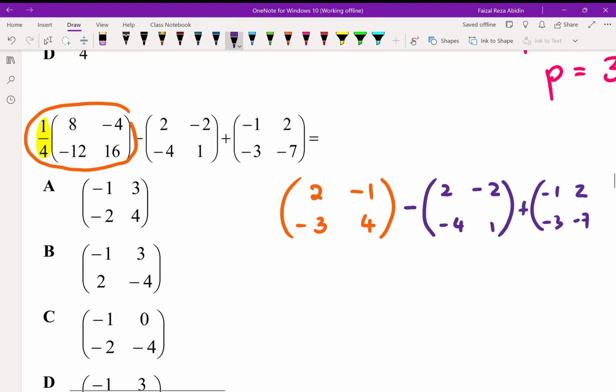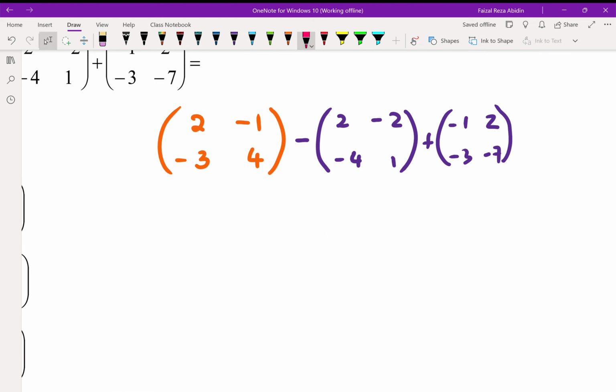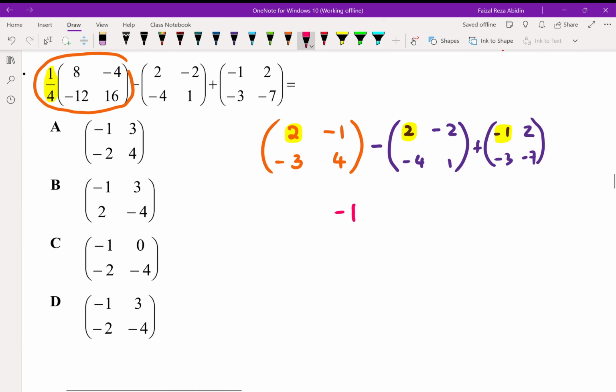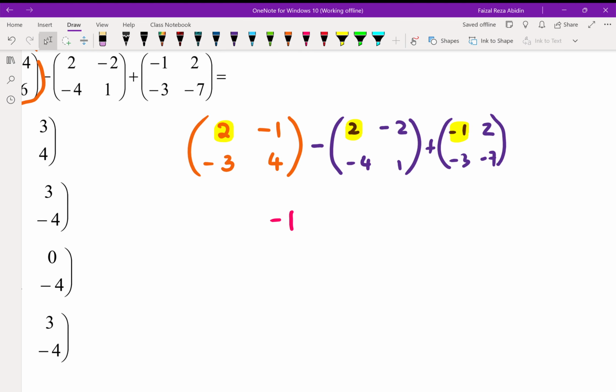Then what we are going to do here, can we go straight away? Continue. So 2 minus 2 is 0. Plus negative 1, so you get negative 1 as the answer. Let's see, negative 1. Everything is there. Just need to do the elimination. Okay, so next. Negative 1 minus negative 2.